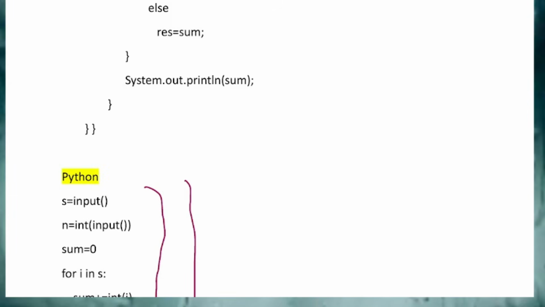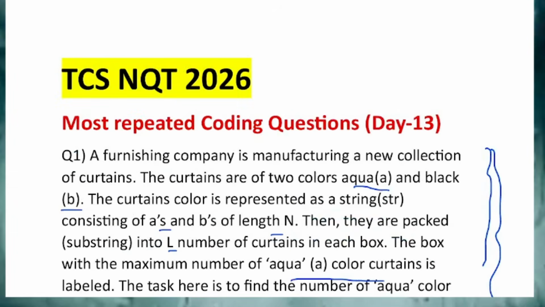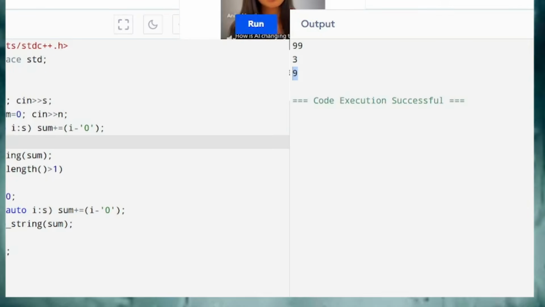I'll provide all those links in the description. If you are stuck somewhere, you can also copy this code and paste it into any AI tool. Use the AI tool properly, not just to copy and paste, but to understand the logic. So you can use AI, Gemini, or ChatGPT to get a detailed description.